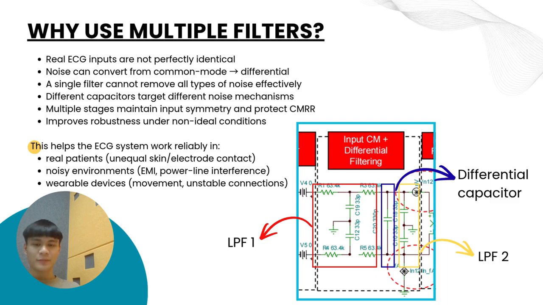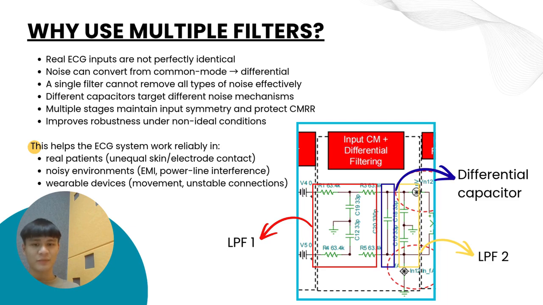But why do we use multiple filters? It's because real ECG inputs are never perfectly identical, and the noise can actually convert from common mode to differential mode. Therefore, a single filter simply cannot remove all types of noise effectively. The different capacitors target different noise mechanisms, and utilizing multiple stages maintains input symmetry while protecting the common mode rejection ratio. This approach significantly improves robustness under non-ideal conditions. Ultimately, this allows the ECG system to work reliably on real patients with unequal electrode contact.